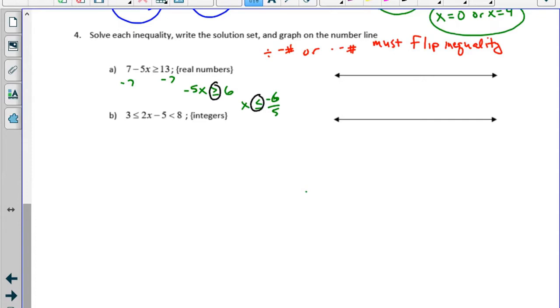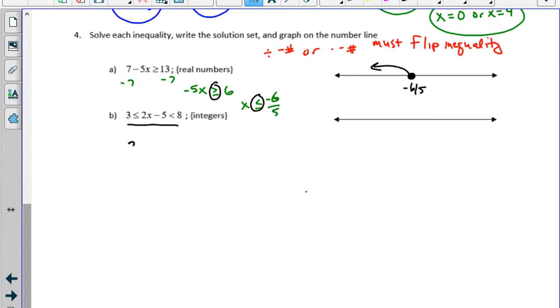So x is less than or equal to negative 6/5. Since it's less than or equal to, I will fill this in with a filled in circle. And it's less than or equal to negative 6/5. So I take negative 6/5 and I go to the left forever.